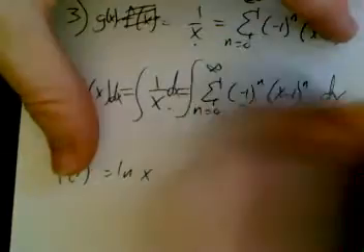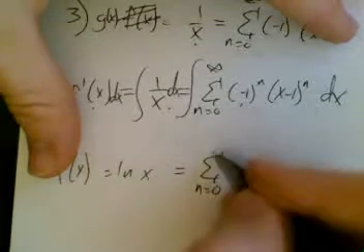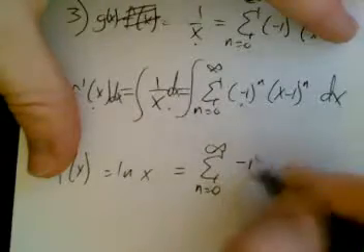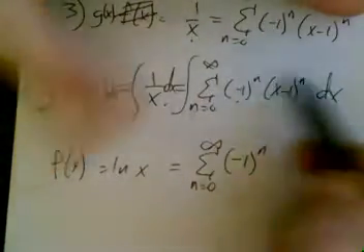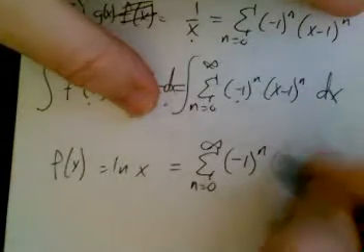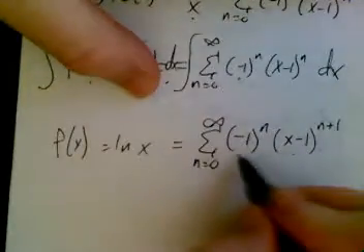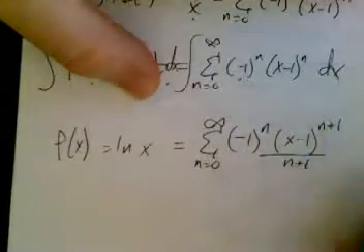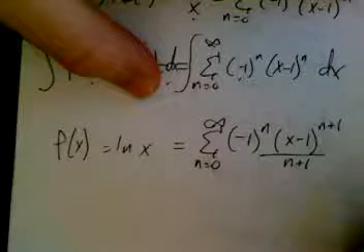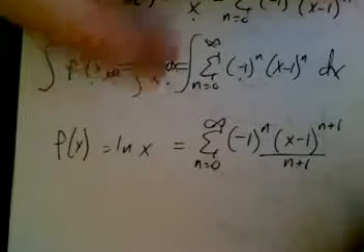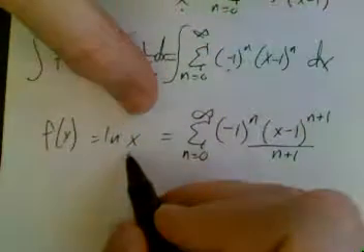So integrating this whole series will actually give me the series as n equals 0 to infinity of negative 1 to the power of n, because that's some constant multiplied by the integral of this. What's the integral of this piece right here? X minus 1 to the power of, increase the power, divide by the power. That right there would be considered our power series for natural log of x.